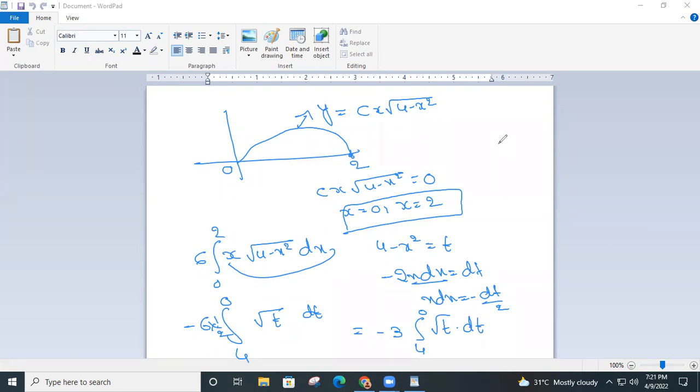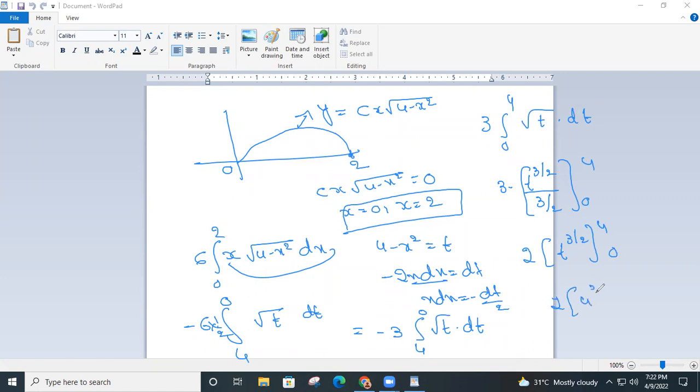Now I'll interchange the limits. So it can be written as 3 into integral of 0 to 4 root t dt, which is t power 3 by 2 by 3 by 2 from 0 to 4. This becomes 2 by 3. So 2 into t power 3 by 2 from 0 to 4, which is 2 into 4 power 3 by 2 minus 0 power 3 by 2. 2 into 4 power 3 by 2 is 8, which is 16 square units.